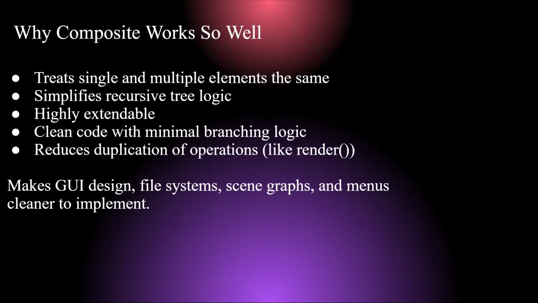Now, the advantages of the composite pattern are, first, uniformity. Both individual tasks and groups of tasks follow the same interface and behavior. This simplifies client code significantly. The second is recursion. Since composites can contain other composites, operations like rendering or searching can be handled elegantly and recursively. And thirdly, extensibility. You can easily add new types of tasks in the future without changing existing code. And fourth is maintainability. The code stays clean and consistent, and we avoid special case logic for different object types.